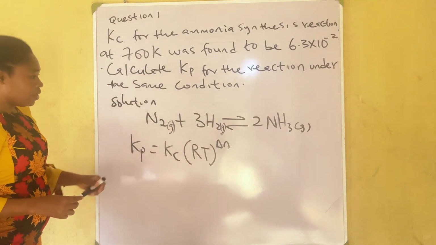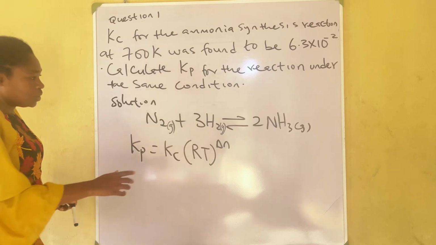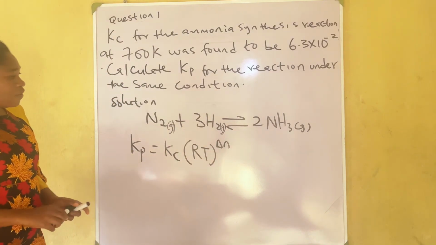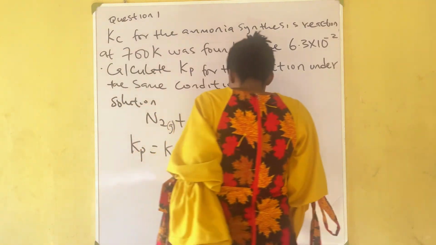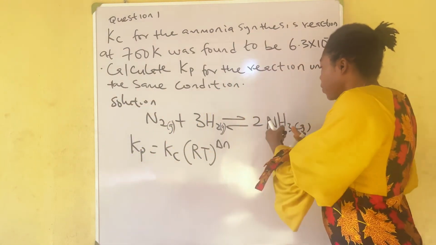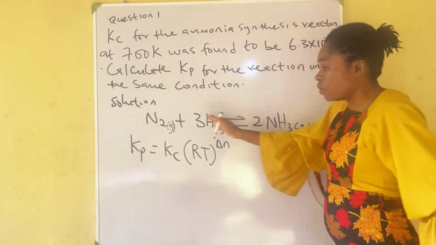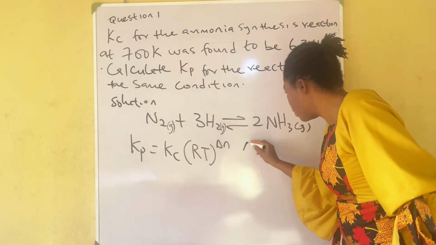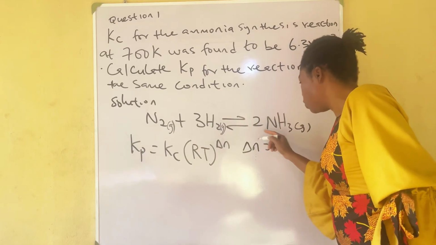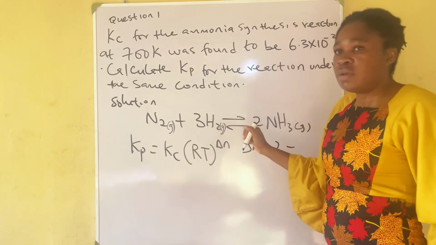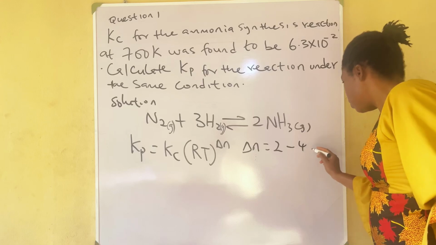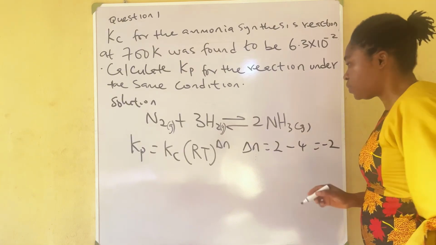First of all, I want to find the change in the number of moles. The reactants' moles are subtracted from the products'. The number of moles for the product is 2, minus the reactants 1 plus 3, which is 4. So that's minus 2.